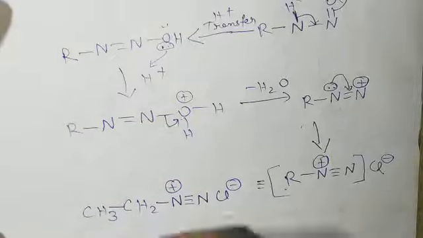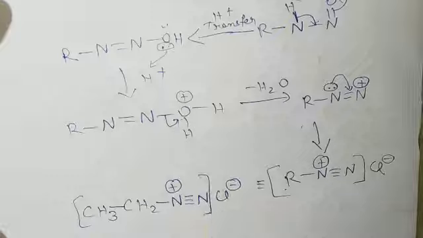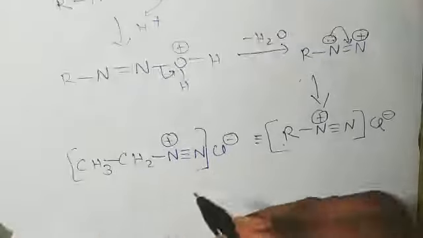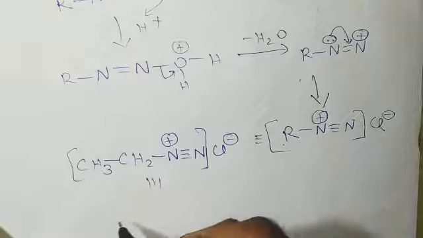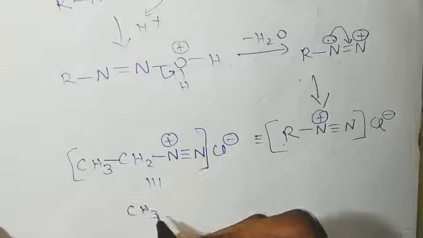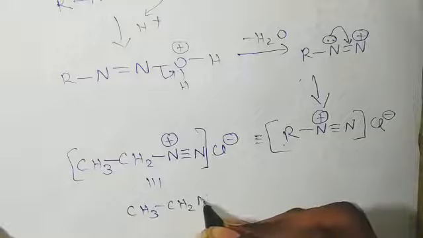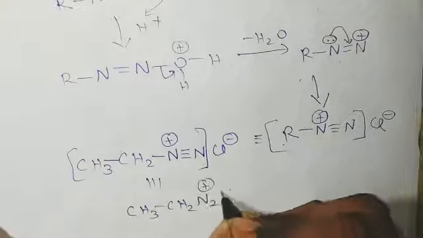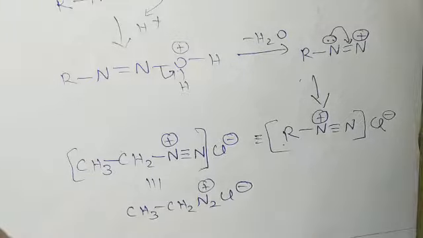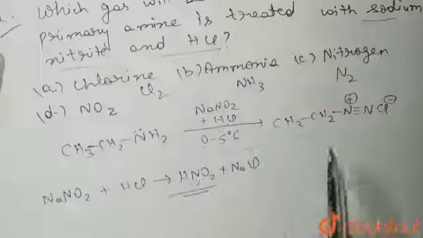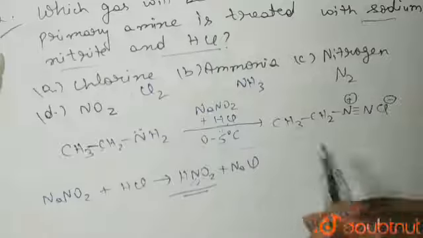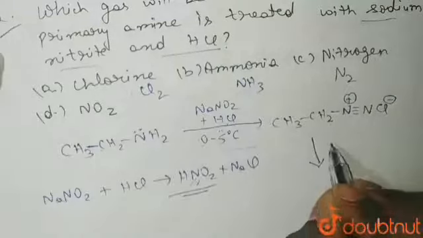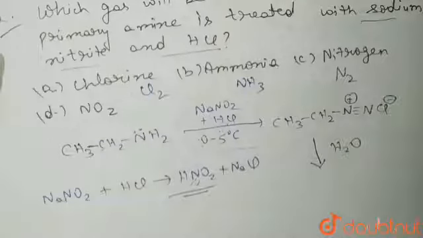Okay, and this can also be written as I have written in the reaction: CH3, CH2, N2 positive, Cl minus. Okay, so now let's see the further reaction. This is ethyl diazonium chloride. Later on we treat it with water molecule. When we treat it with water molecule, what will happen?